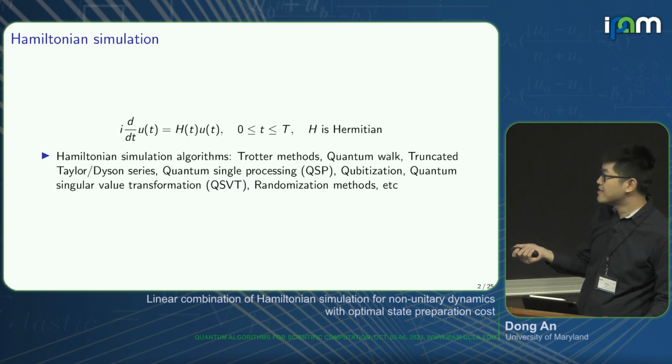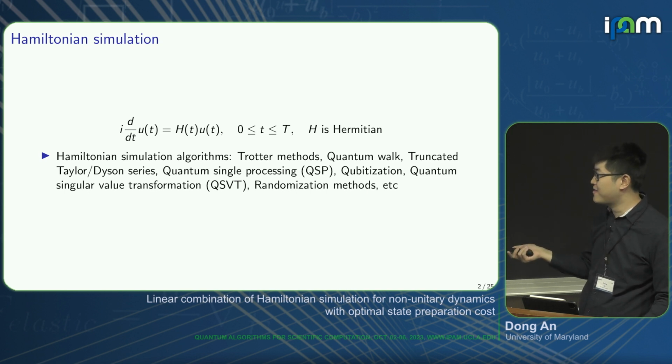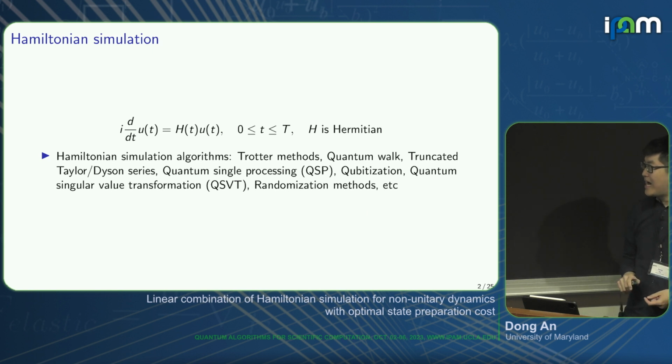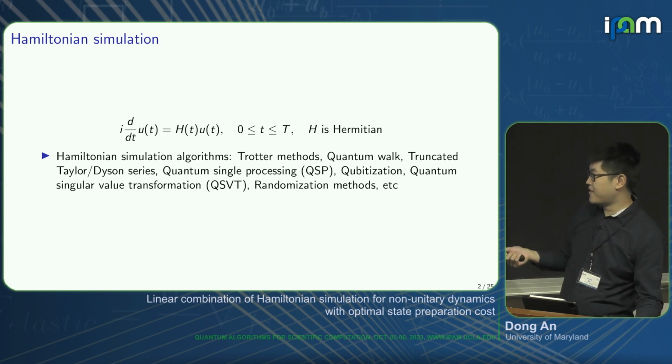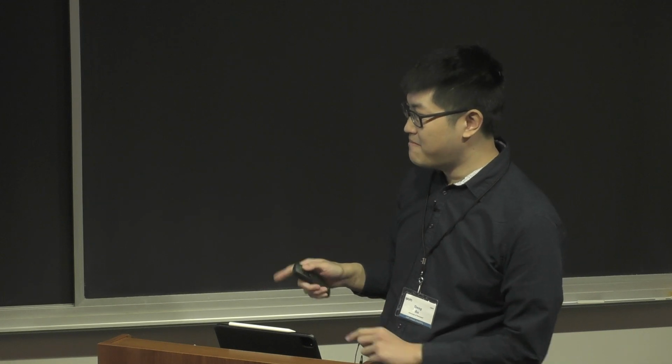So we have many efficient Hamiltonian simulation algorithms. Here I list a few of them, including the Trotter method, the quantum walk, truncated Dyson, QSP, QSVT, and so on. We have lots of efficient Hamiltonian simulation algorithms for both time-independent and time-dependent Hamiltonians. But today's talk will be about something beyond this.